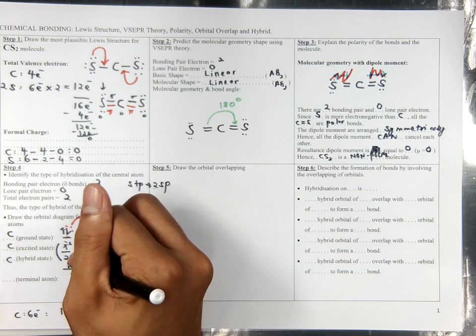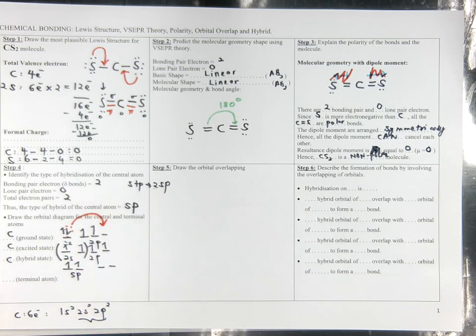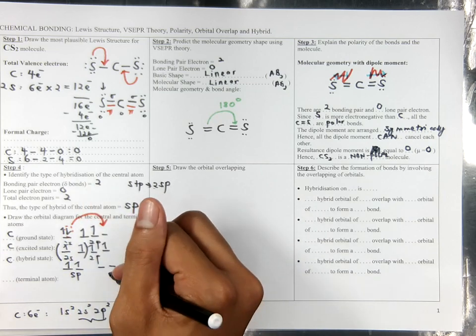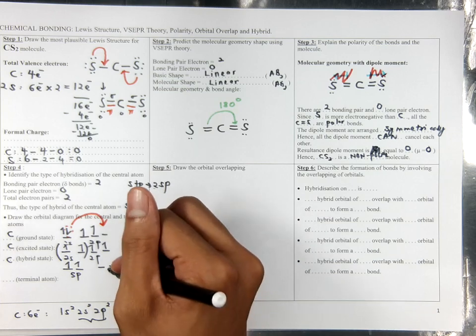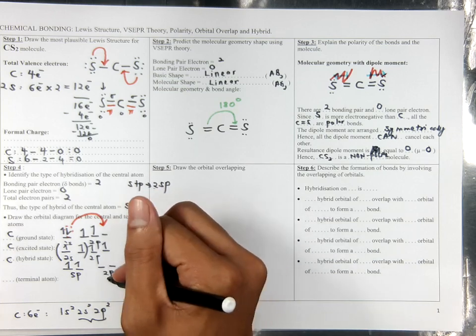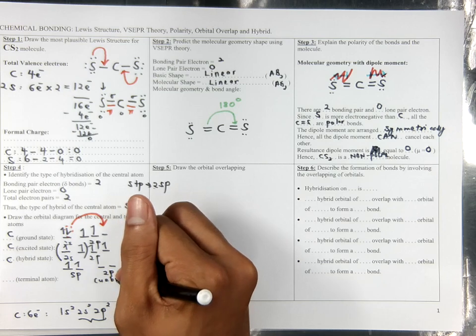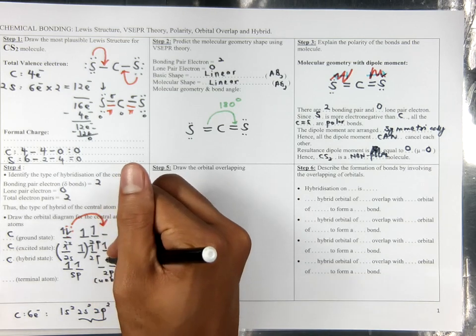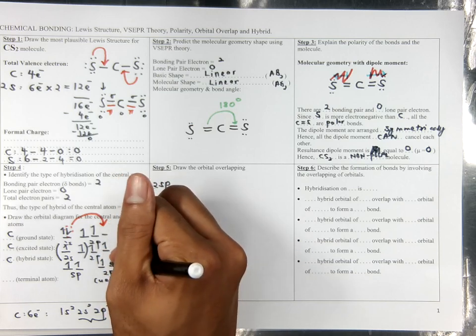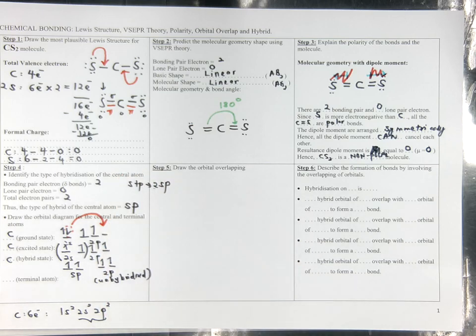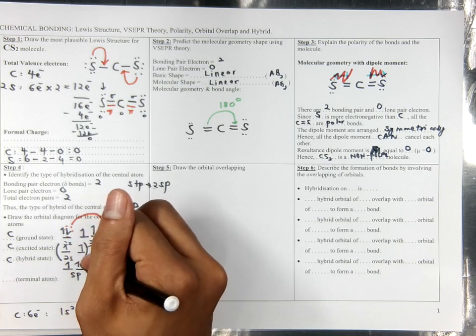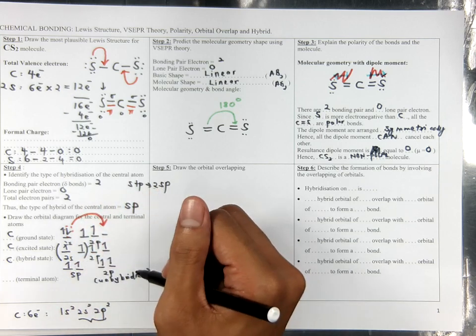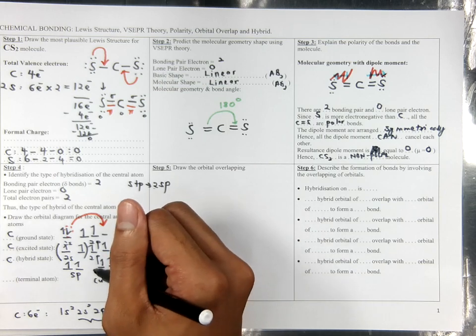So I write here, I write here, and then the 2p orbitals that are left are unhybridized, and they have two single electrons as well. These will form sigma bonding. The unhybridized orbitals will form pi bonding.